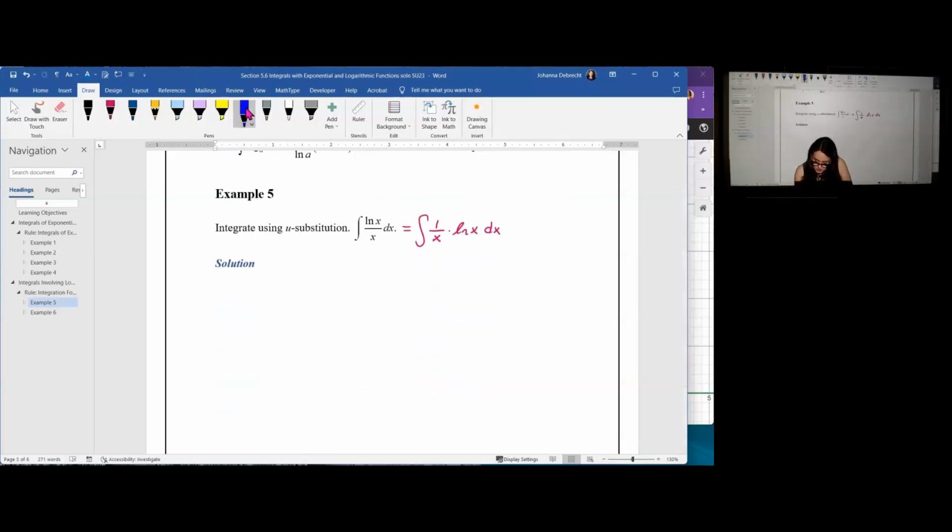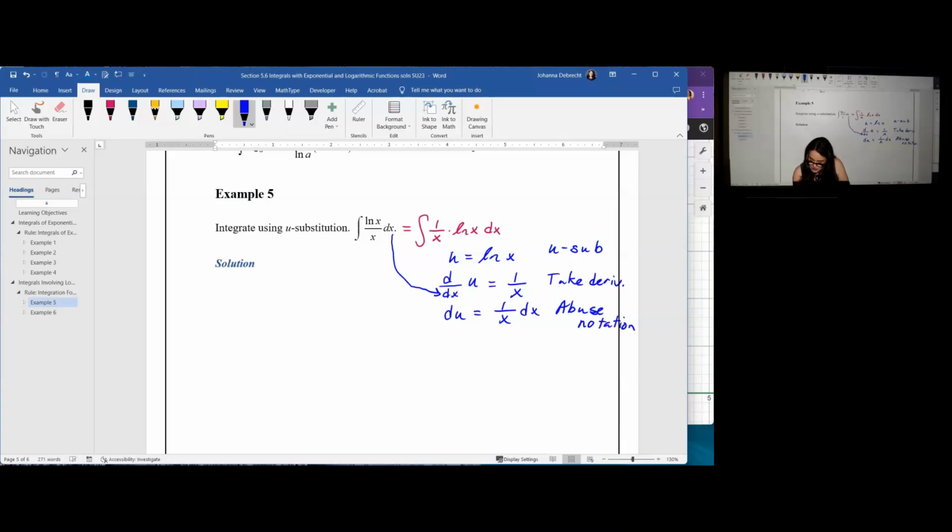In this case, we're going to choose u to equal the natural log of x. We're doing u-substitution on this indefinite integral. And we take the derivative with respect to the original differential. When we take the derivative of u, we end up with 1 over x. Next, we abuse the notation and swing the differential dx to the other side of the equation. Finally, we look to see if we want to substitute or solve only for dx, or if we can leave it in the form that we have.